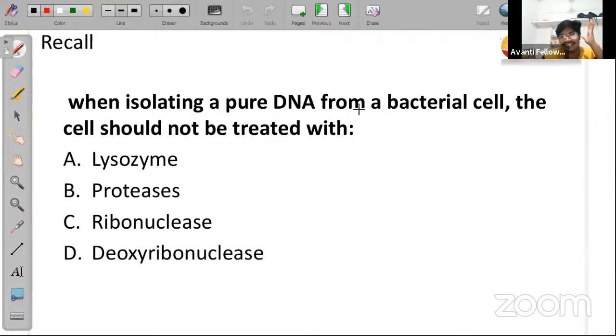आज का लेसन स्टार्ट करने से पहले, here is a question for you people. When isolating pure DNA from a bacterial cell, the cell should not be treated with which of the following? Option A, lysozyme. Option B, proteases. Option C, ribonuclease. Option D, deoxyribonuclease. I am launching a poll for this question. You can answer in the poll.